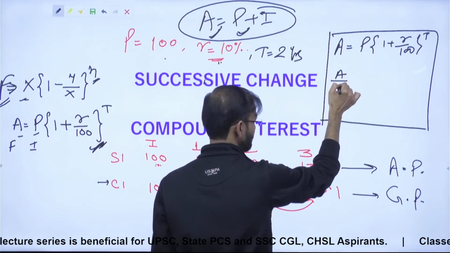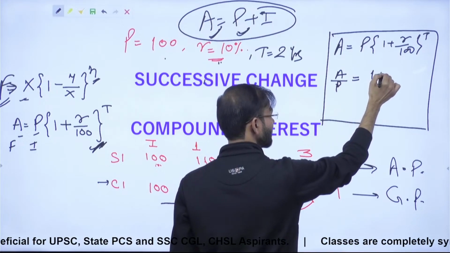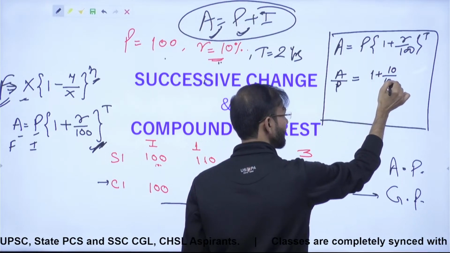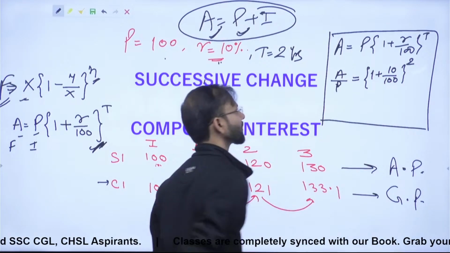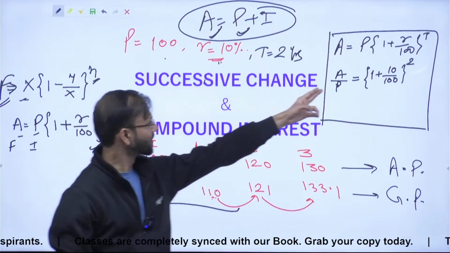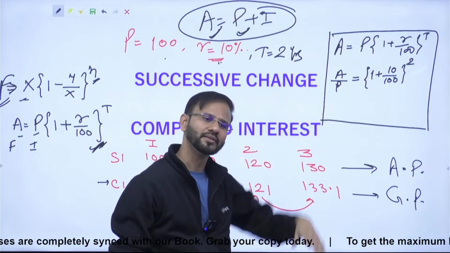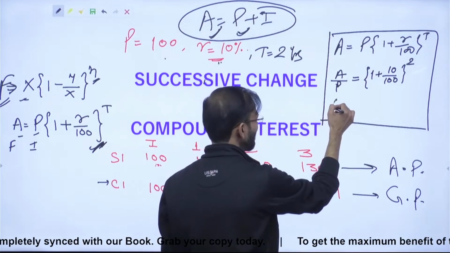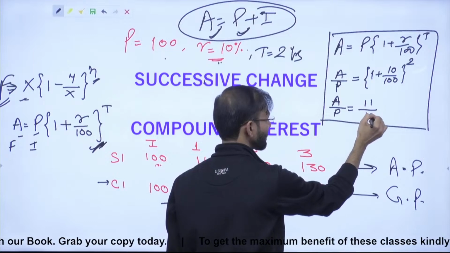So guys, A is to P. This is 1 plus 10 by 100. Let's say the time is 2 years, for example. Fine? Okay? Right? So this becomes 1 by 10, and 1 by 10 plus 1 will become 11 by 10. Right? So A by P will be equal to 11 by 10.